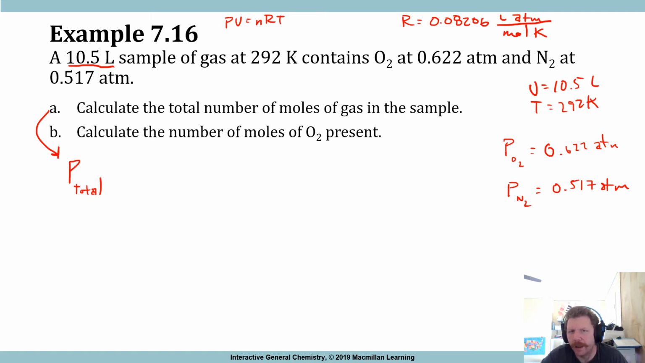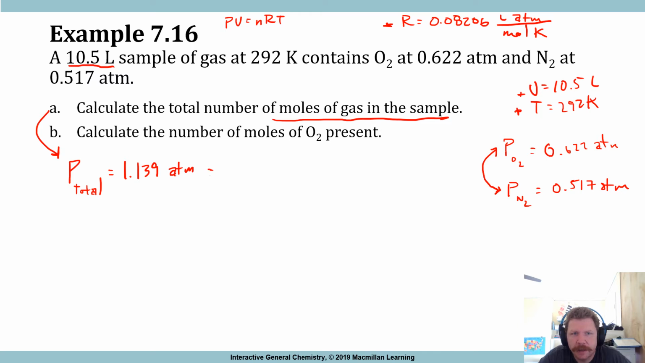Because if you look at what we have, we have the R value, we have the volume, we have the temperature, but we have individual pressures. So what I'm going to do for part A is figure out P total. I'm going to do that simply by adding my two pressures that I've been provided with, 0.622 plus 0.517, which is 1.139 atmospheres. Now with that information, I could plug that in and figure out the number of moles of gas in the sample.